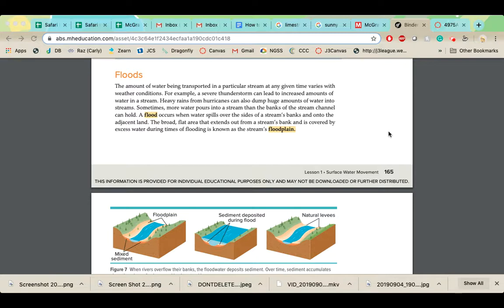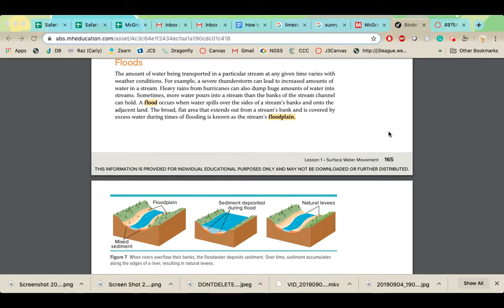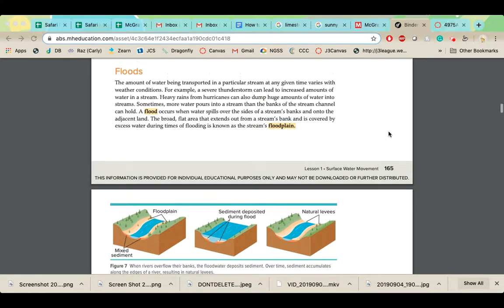And so, heavy accumulation of excess water from drainage systems. Sometimes we have drains, even man-made drains in the streets and things. When you have too much water filling those up, it can cause downstream floods. So that's a pretty basic thing, but that is important for you guys to remember.